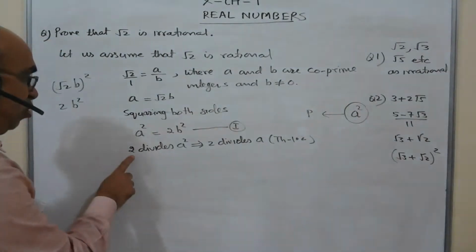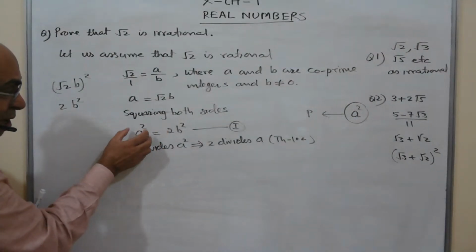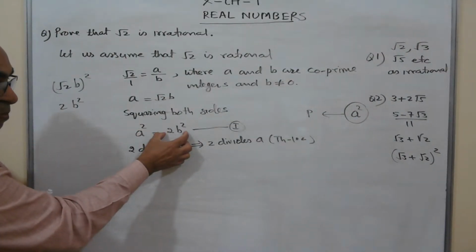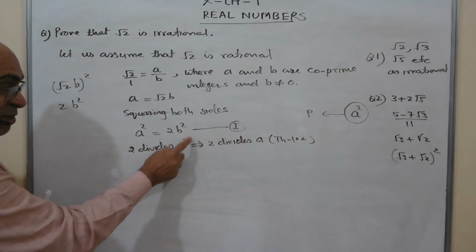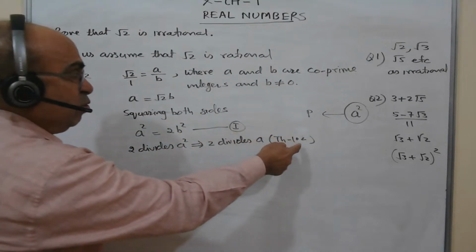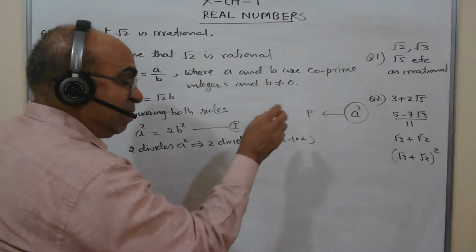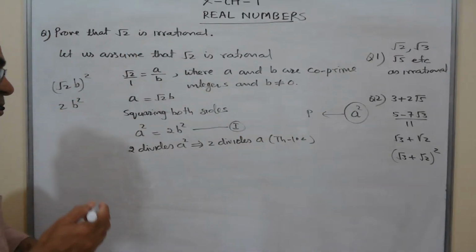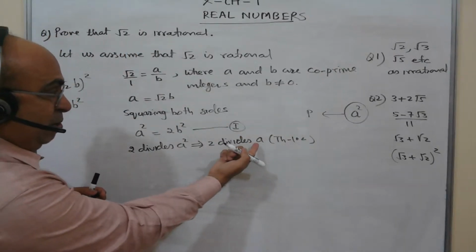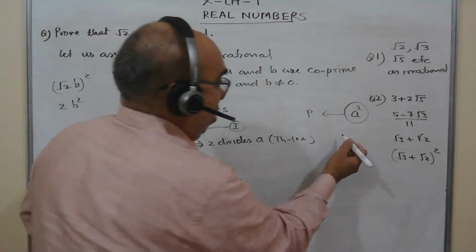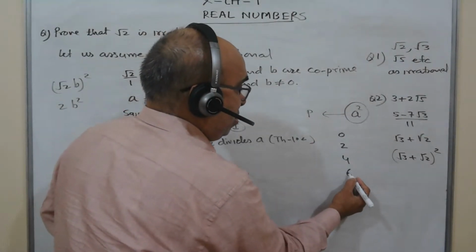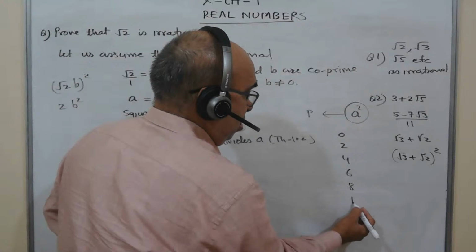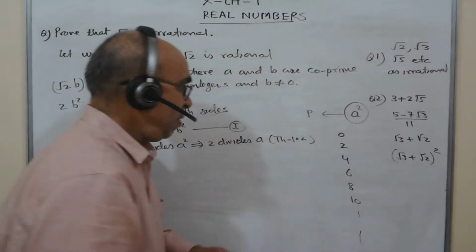So here I wrote 2 divides a square because a square is a multiple of 2. So 2 divides a square. 2 is a prime number that divides an exponent. According to this theorem, 2 will divide the base of that exponent. So what is a? 2 divides a. a means 0, 2, 4, 6, 8, 10, and so on.